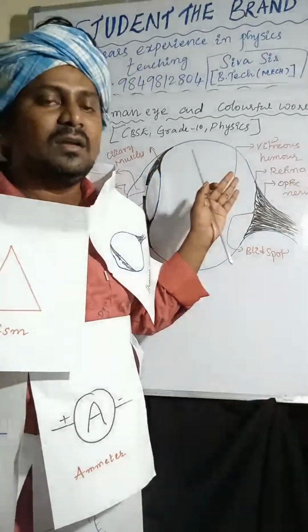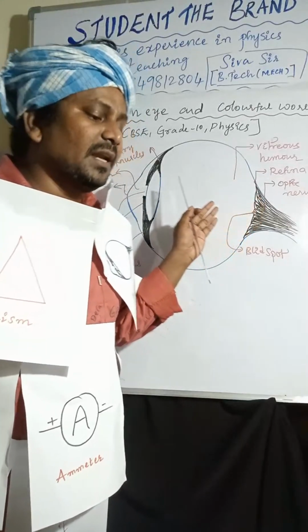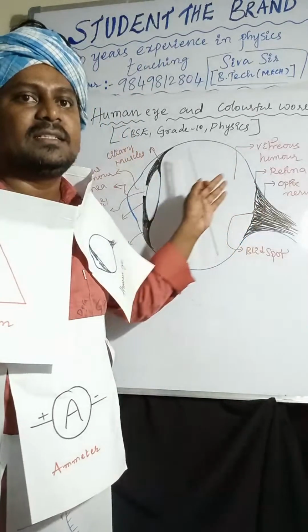The lens is a crystalline lens, a convex lens. Whenever the light rays fall on it, it will converge the light rays and make them fall at the retina.